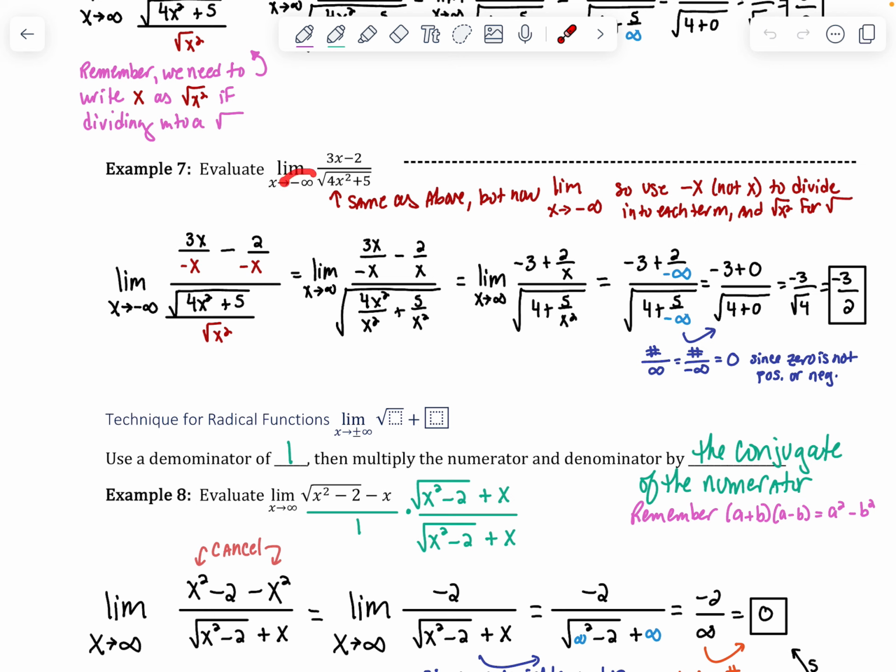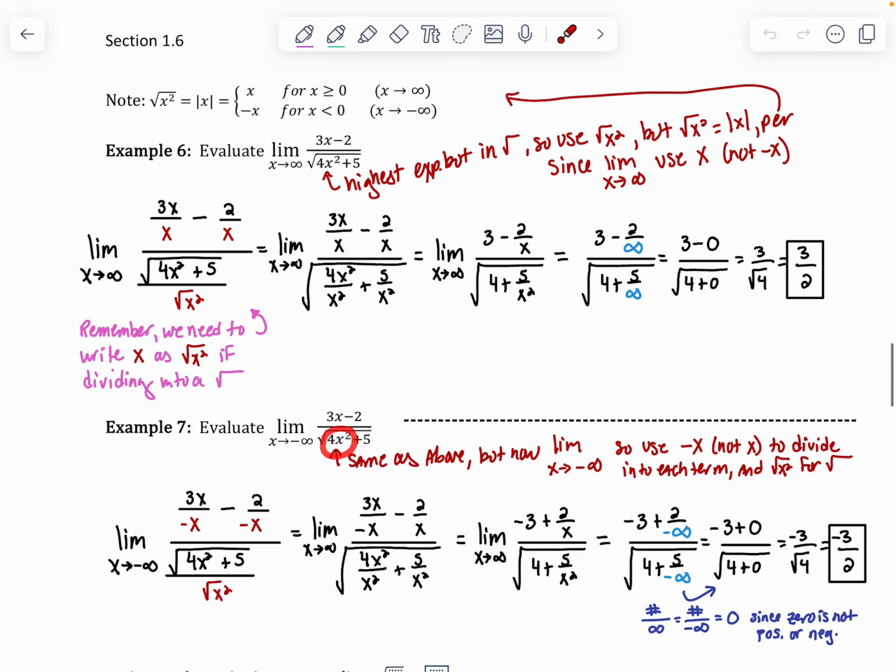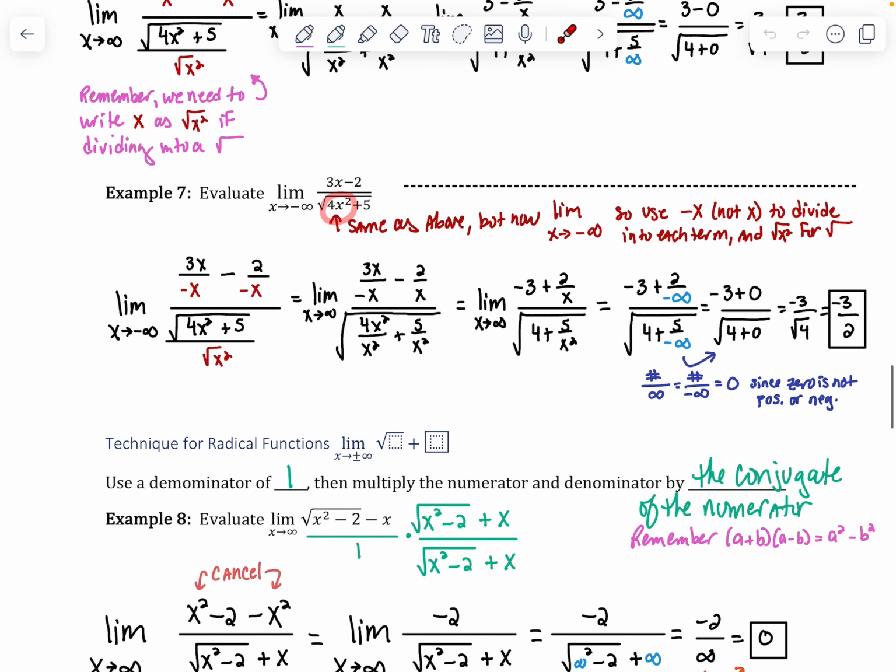Example 7. Now I'm going to negative infinity, the left side of the number line. This is the exact same problem as above. I don't know if you caught that. As I find my largest variable exponent, the x squared, because it was the same as above, now I'm going to negative infinity. So I need to be plugging negative x in where I don't have the radical symbol. So if I have the radical symbol, it's just the square root of x squared.